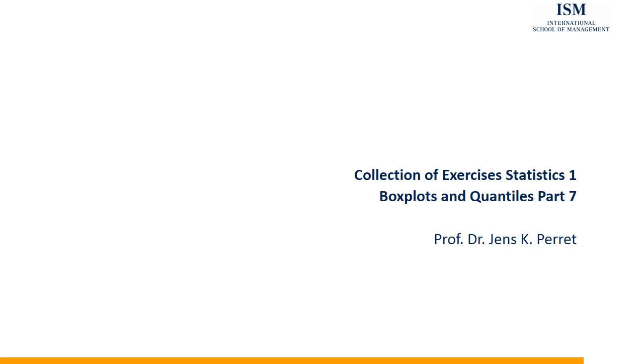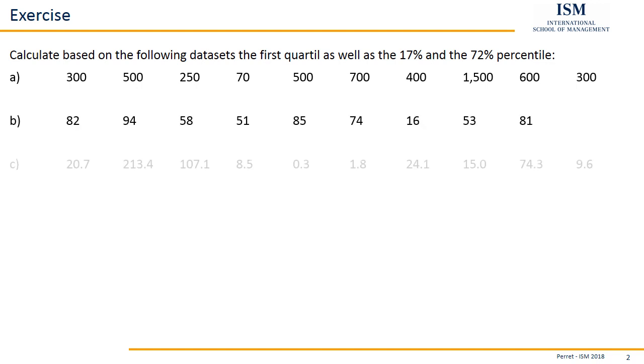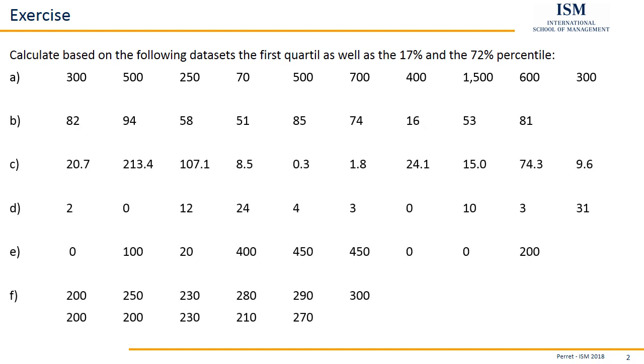Welcome to a new part of the ISM Statistics 1 exercise set, this time with an exercise on Boxplots and Quantiles. Let's take a look at the exercise. Calculate, based on the following data sets, the first quartile as well as the 17% and the 72% percentile. All in all, it's 6 data sets of differing sizes, and let's start working our way through them.